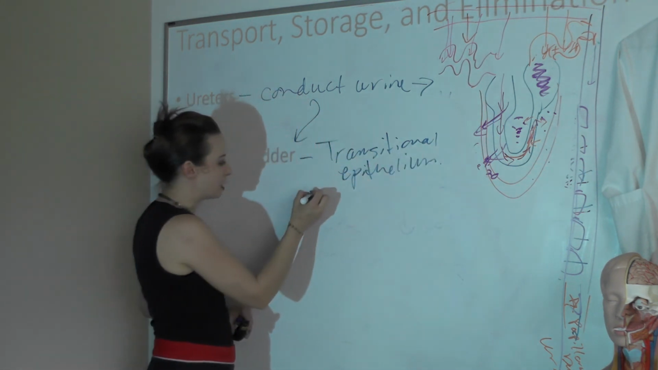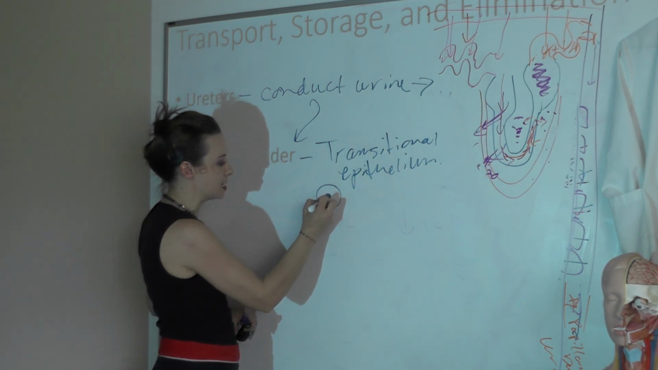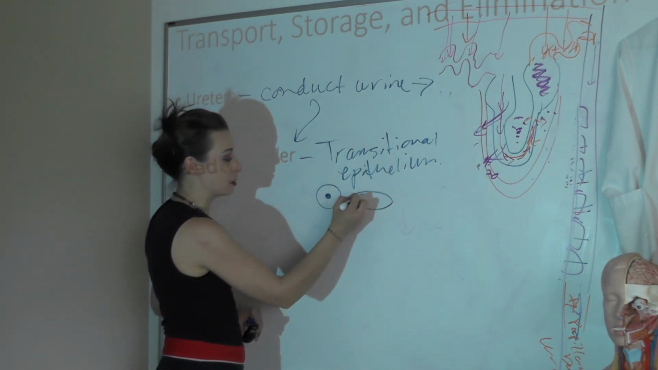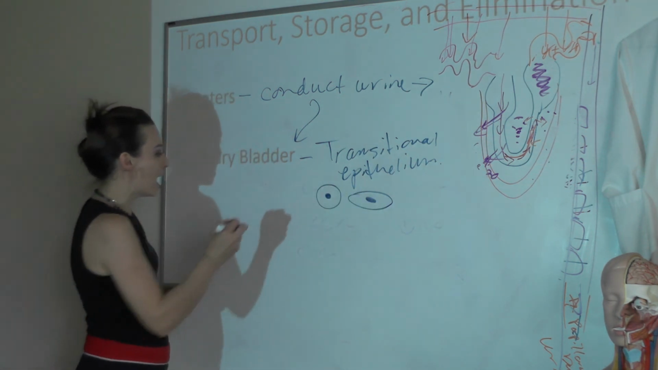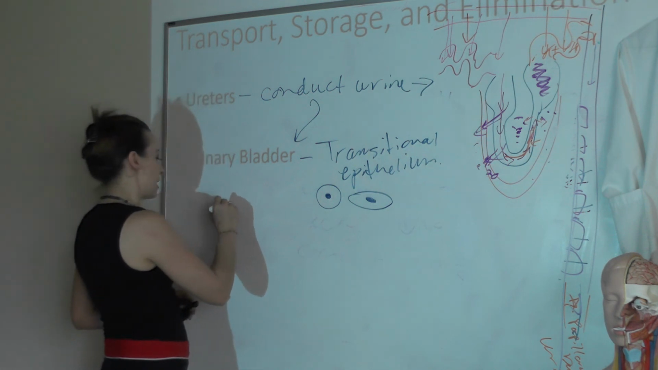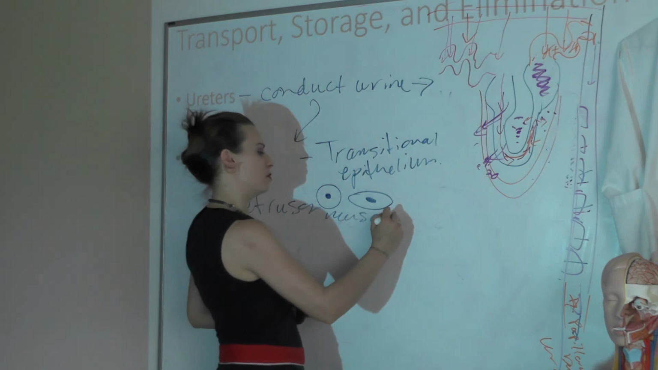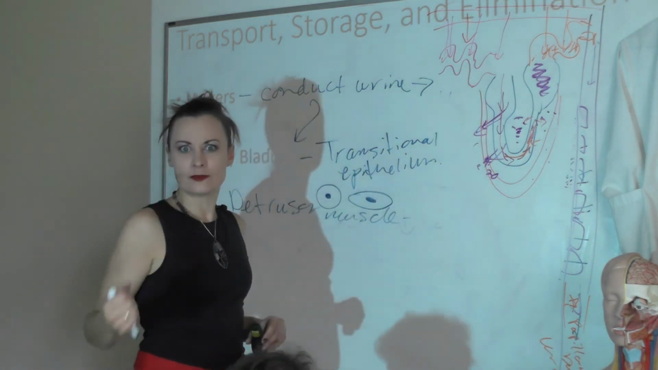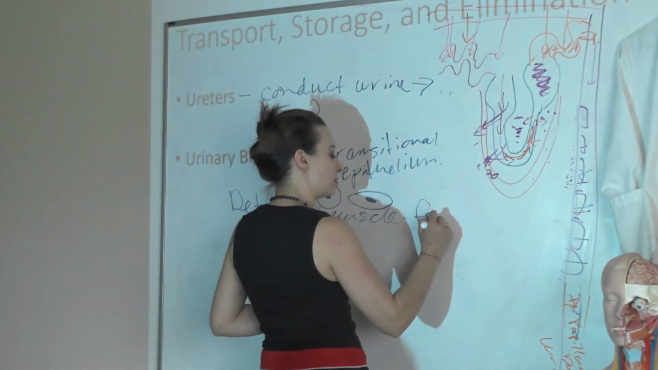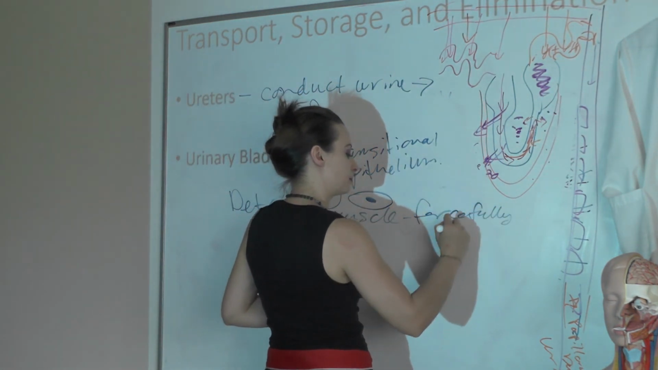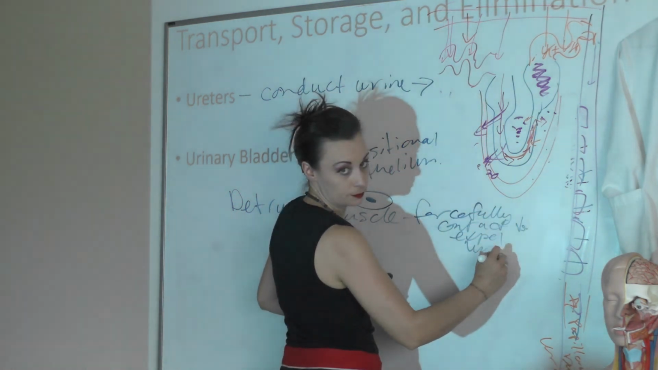And remember, these are the cells that are going to transition in shape from cuboidal looking when the bladder is empty to more squamous looking as the bladder fills. And so they contain transitional epithelium on the inside, and then their intermediate layer is this layer called the detrusor muscle. And this is smooth muscle that you can forcefully contract to expel urine.